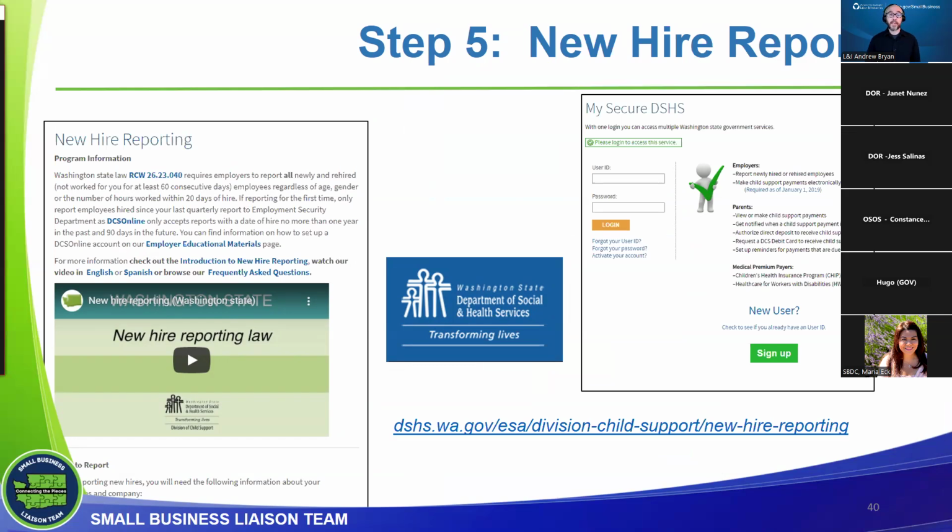Employers are required to report all of their new hires and rehires, including part-time and temporary employees, within 20 days of hire to the Washington Department of Social and Health Services. The information is used for child support collections purposes and unemployment fraud detection. You're going to report the employee's name, address, birth date, and social security number and hire date through the Secure Access Washington website, which you would have already created a login for in order to license your business in the first place.